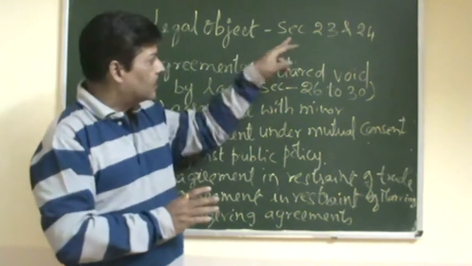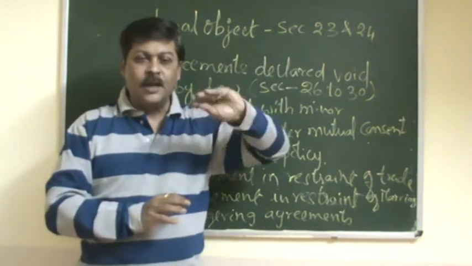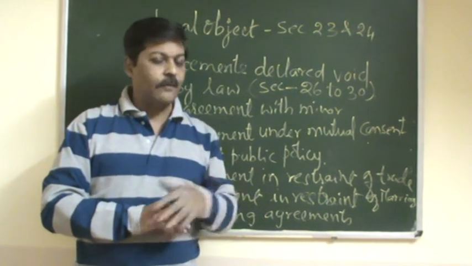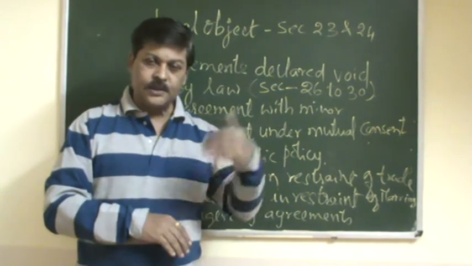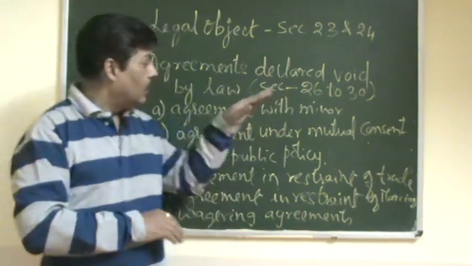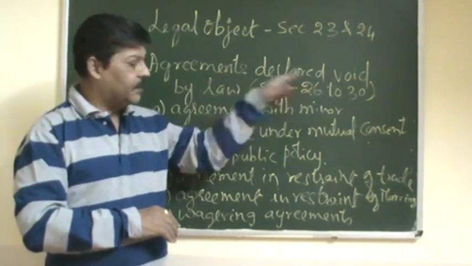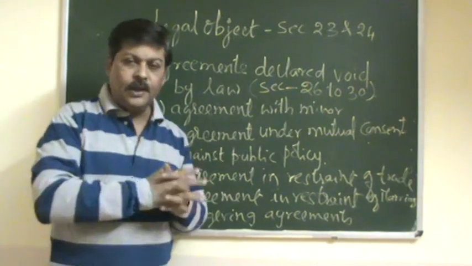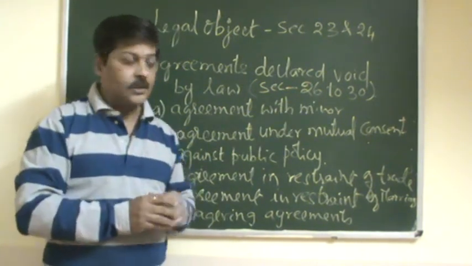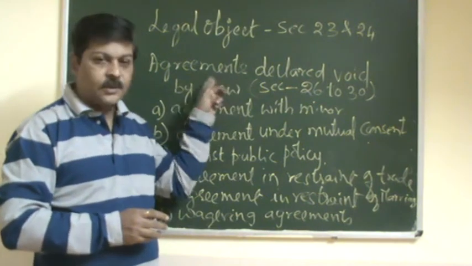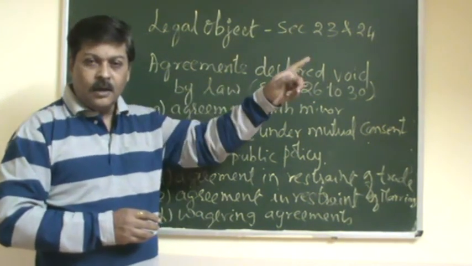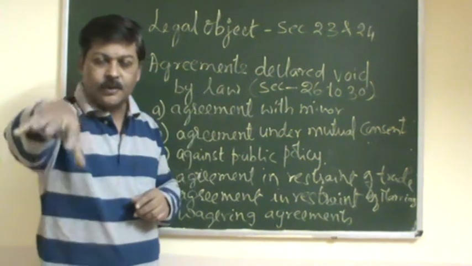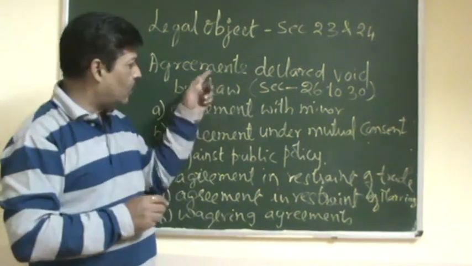So this is what sections 23 and 24 say, and if the object is unlawful, the contract is not enforceable in the court of law. It is declared as unlawful. And there are certain agreements which are expressly declared void. Sections 26 to 30 deal with that. And what the law says is you cannot make the object or the subject matter of the contract pertain to these agreements. Based on these agreements, you cannot form a contract. That is what the law says.